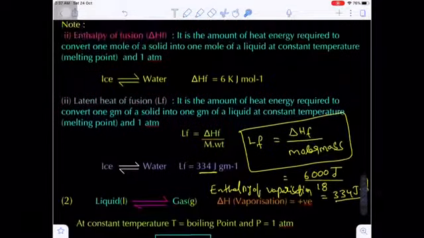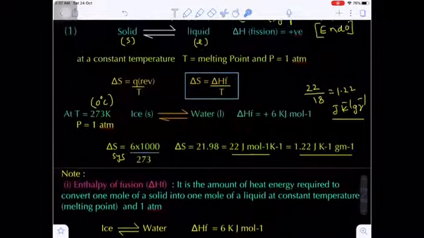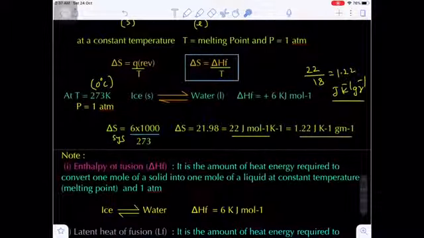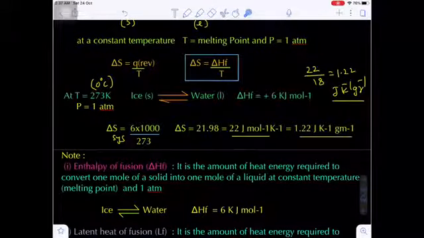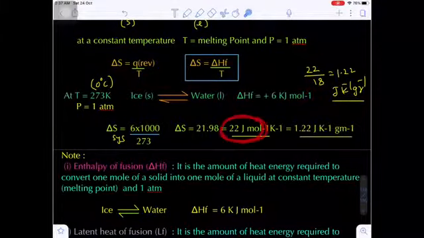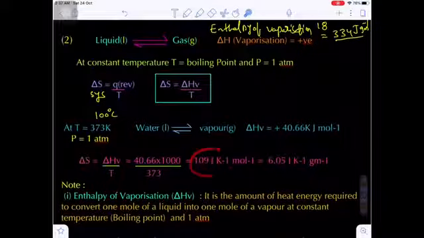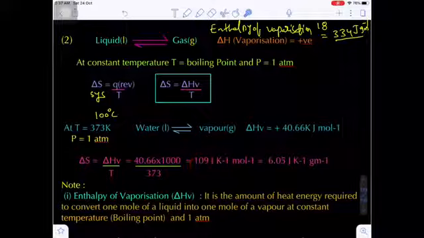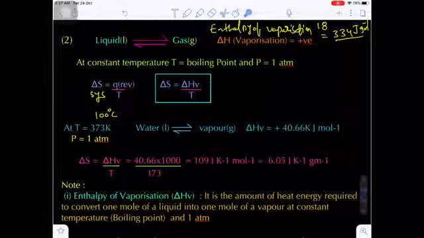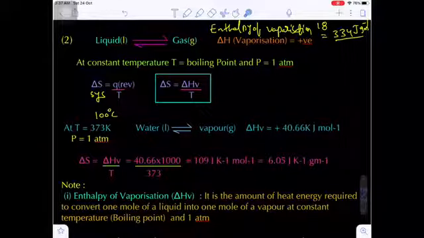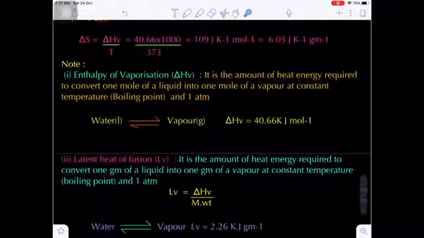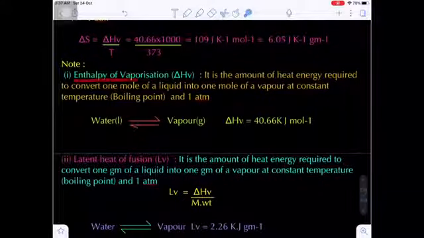Okay. Now you see what is the entropy change during the phase transformation of a solid to liquid? For the water system 22 joule, but from liquid to vapor you see 109. That means from solid to liquid entropy increases. From liquid to gas there will be a further large increase in the entropy because of the increasing randomness of the system.